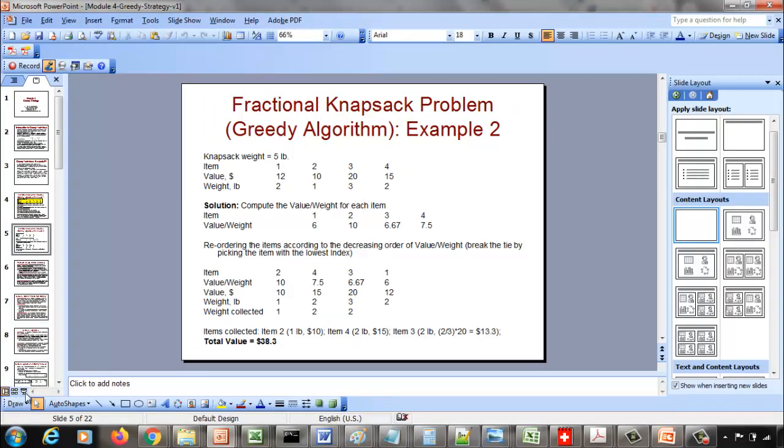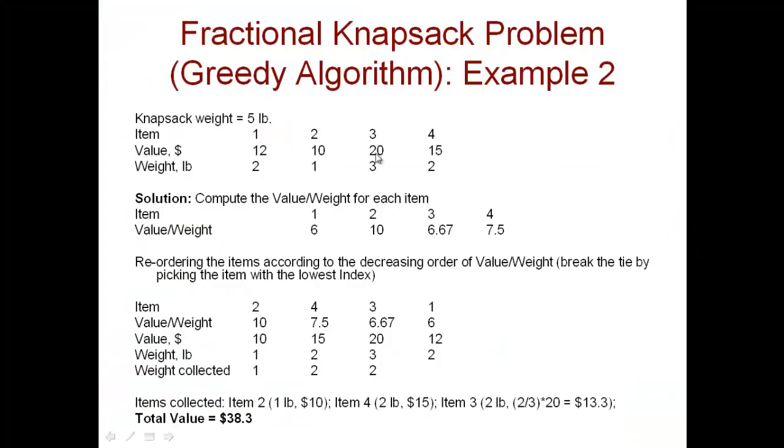Let's do one more example quickly. Same thing: you're given a knapsack of capacity 5 pounds, with just 4 items and their value and weight. Your first step is always to find the value divided by weight, so dollars per pound. So 12 divided by 2 is 6, 10 divided by 1 is 10, 20 divided by 3 is 6.67, 15 divided by 2 is 7.5.